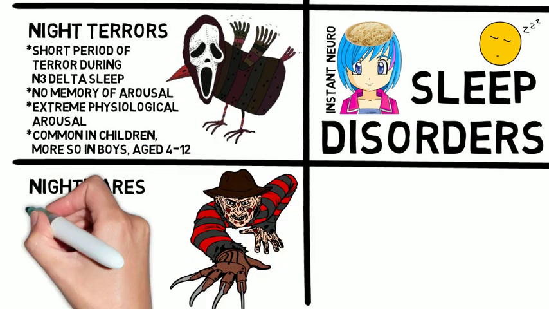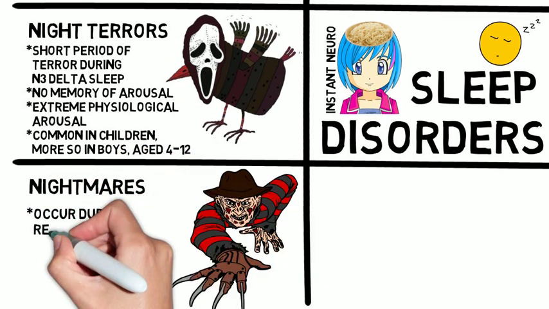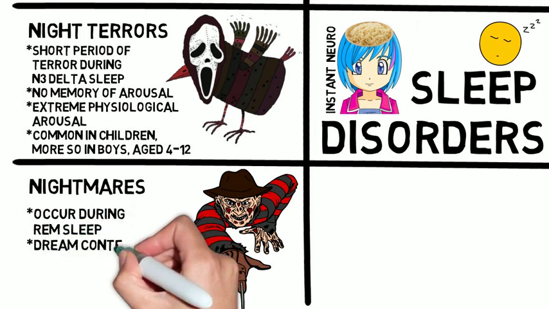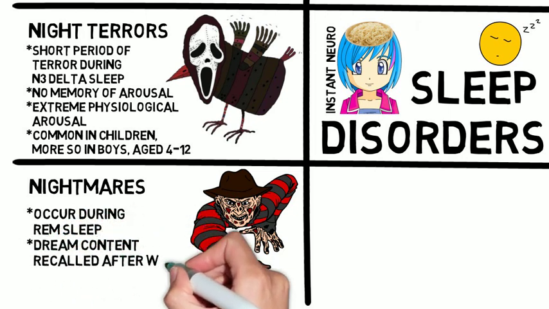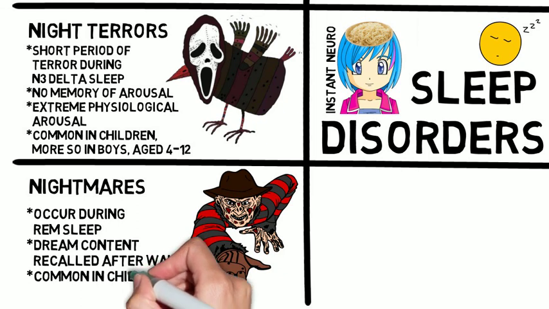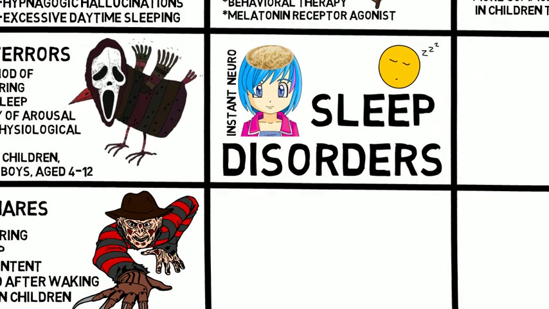Nightmares occur during REM sleep, and the content of the dream can be recalled after waking. Physiological arousal is less than that experienced in night terrors. Nightmares are common in children aged 3 to 8.